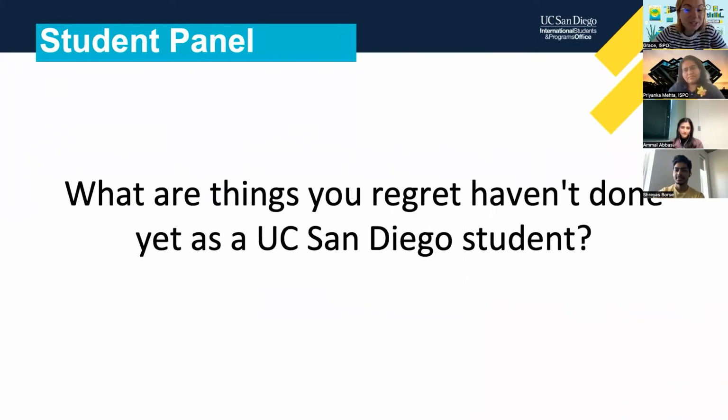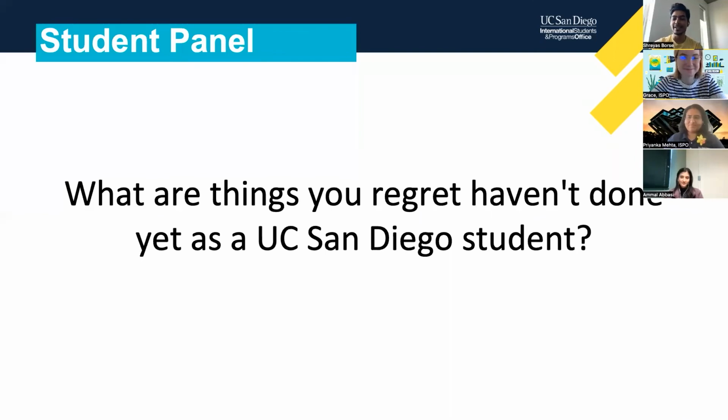Okay. Our next question is, what are things you regret that you haven't done yet, or what's still on your UC San Diego bucket list, if you will? For me, it's paragliding at Torrey Pines Gliderport. It's just near, 2.5 miles from UCSD, and I haven't visited it yet for paragliding. That is one thing on my bucket list, and I regret that I haven't done it in these 8 months at UCSD.